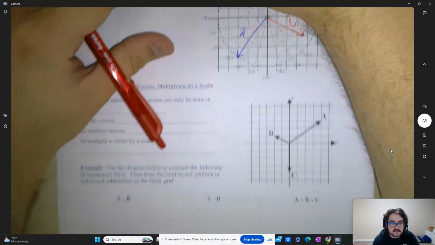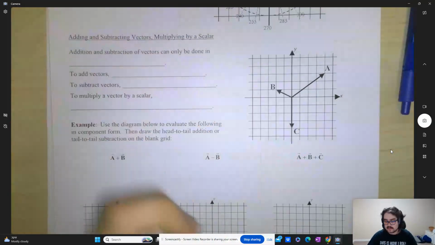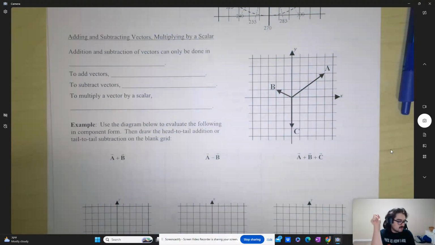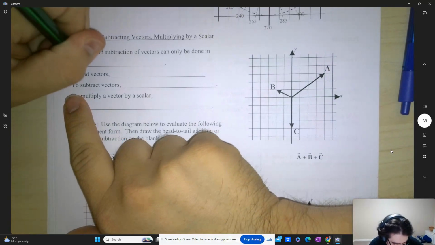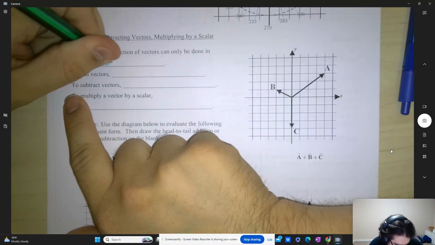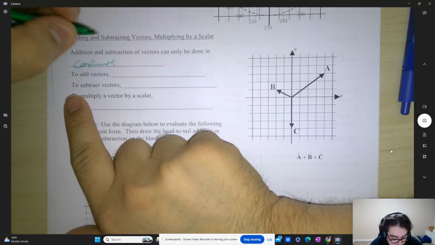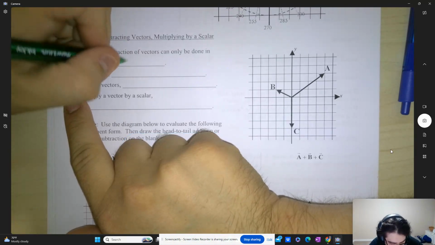Okay, adding, subtracting, multiplying by scalars. This is something that we did last year. You can add and subtract vectors, but only with components. You can't just add them directly unless they're going in the exact same direction.